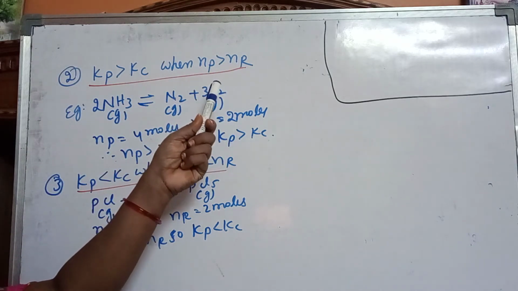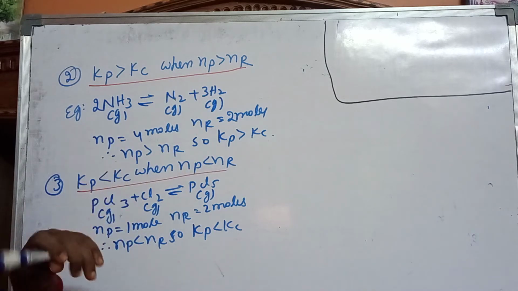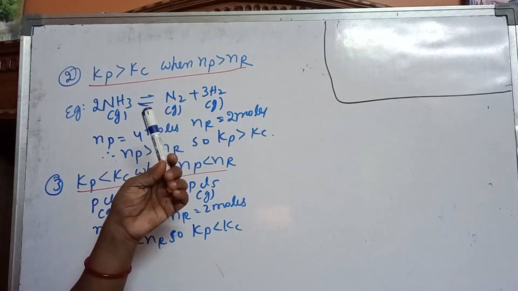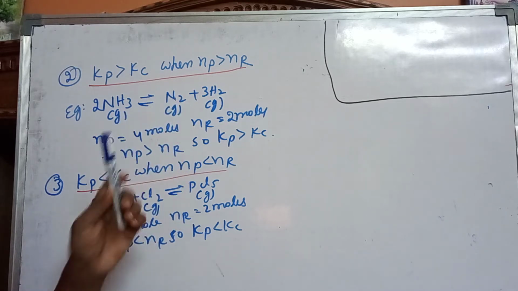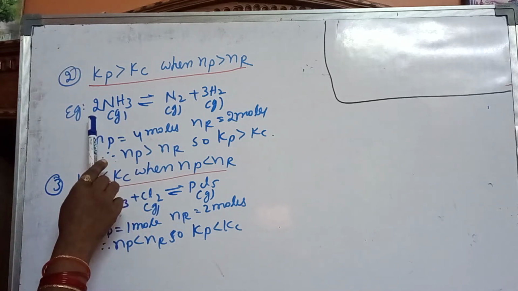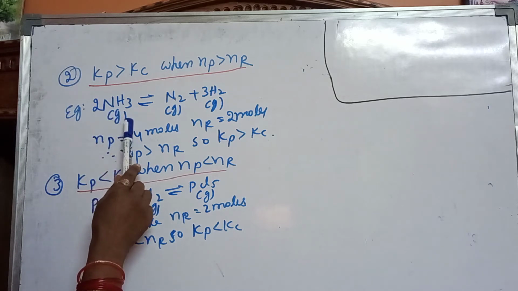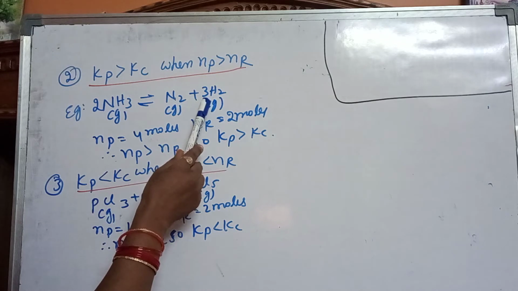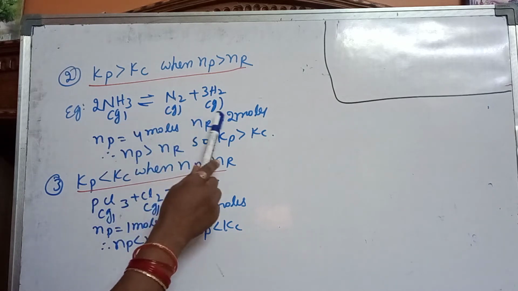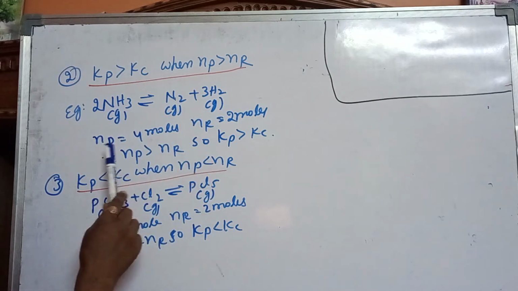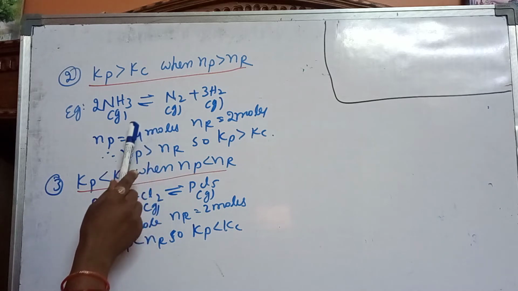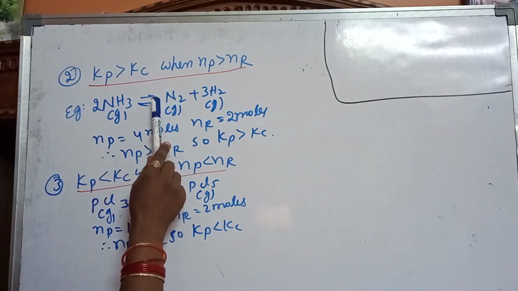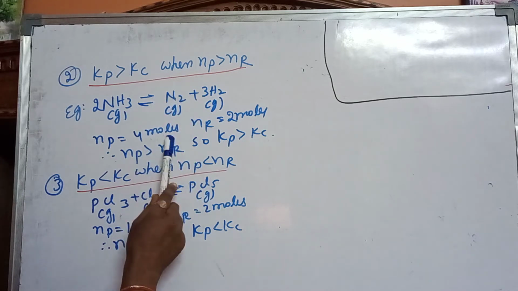Np means number of moles of products present in gaseous state, and Nr means number of moles of reactants present in gaseous state. For example, take the reaction where 2 moles of ammonia on dissociation give 1 mole of nitrogen and 3 moles of hydrogen gas. All are present in gaseous state. So from this reaction, Np means totally 4 moles: 1 mole plus 3, total 4 moles.